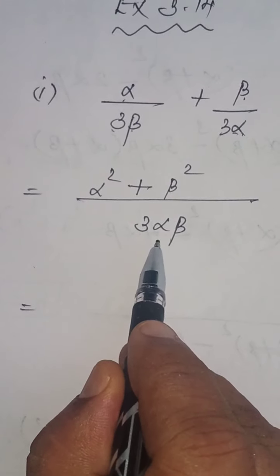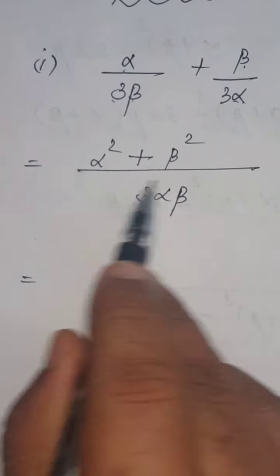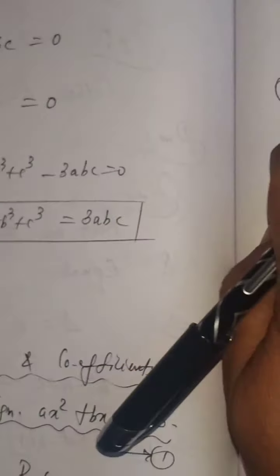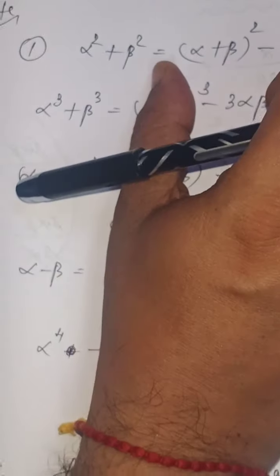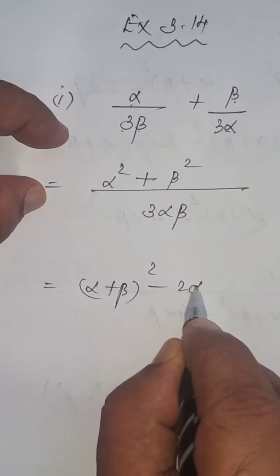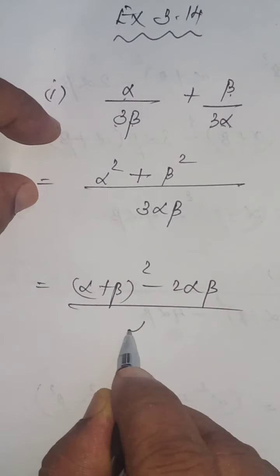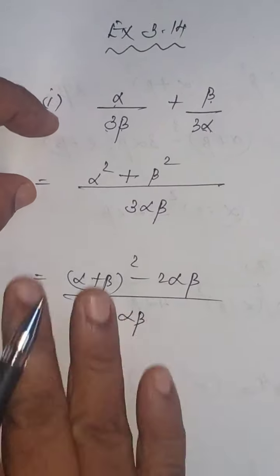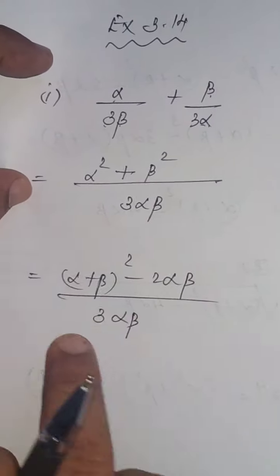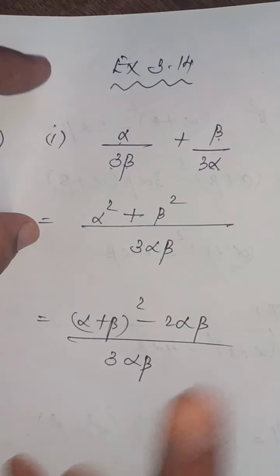Here the denominator is alpha beta only, but the numerator has to be changed. We have to apply the identity: alpha square plus beta square can be replaced by alpha plus beta the whole square minus 2 alpha beta. So alpha plus beta the whole square minus 2 alpha beta, divided by 3 alpha beta. So look at the final answer. The final expression is in terms of alpha plus beta and alpha beta only.